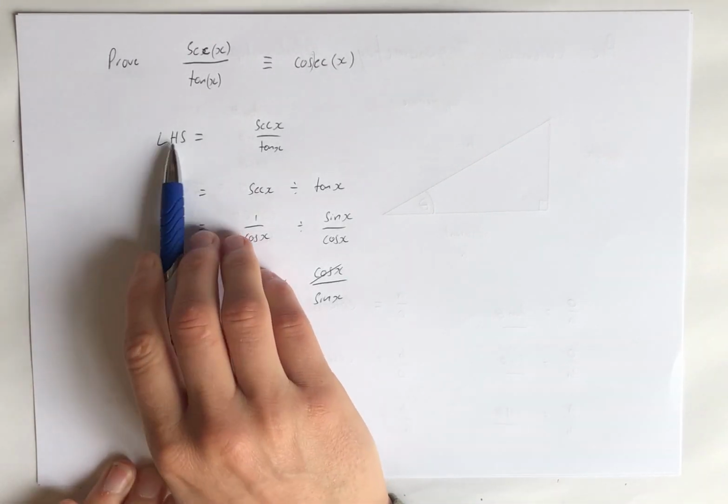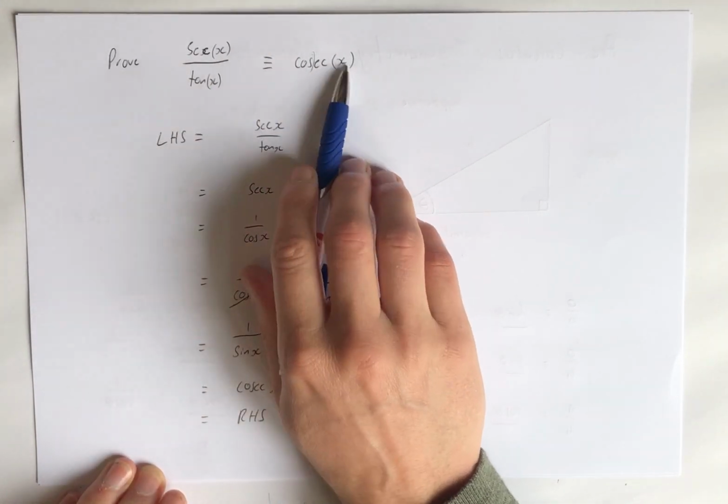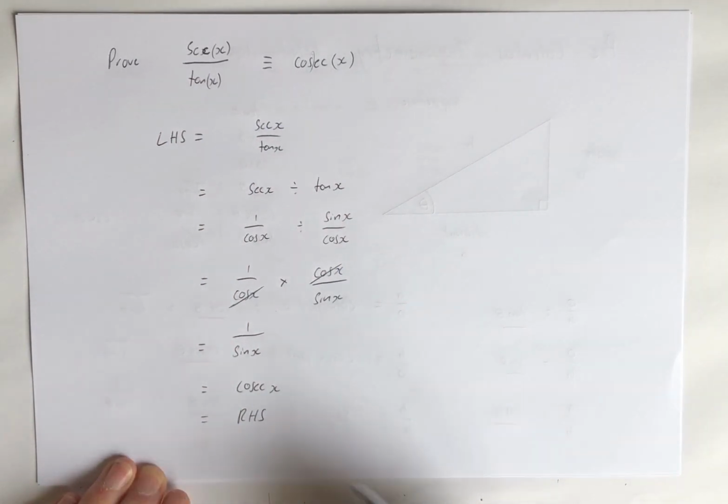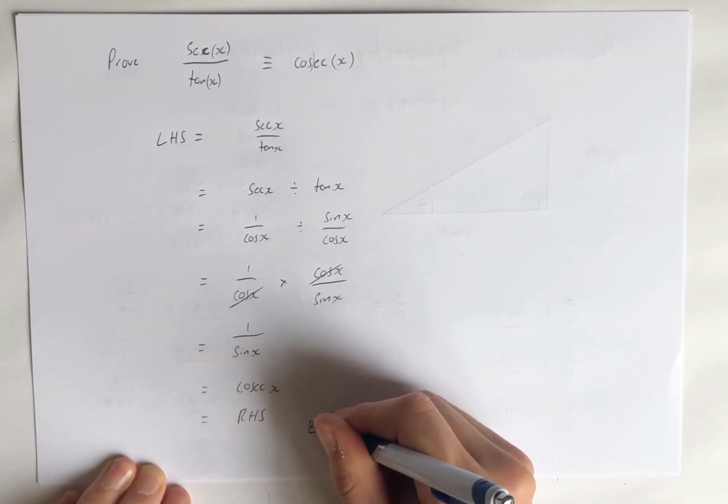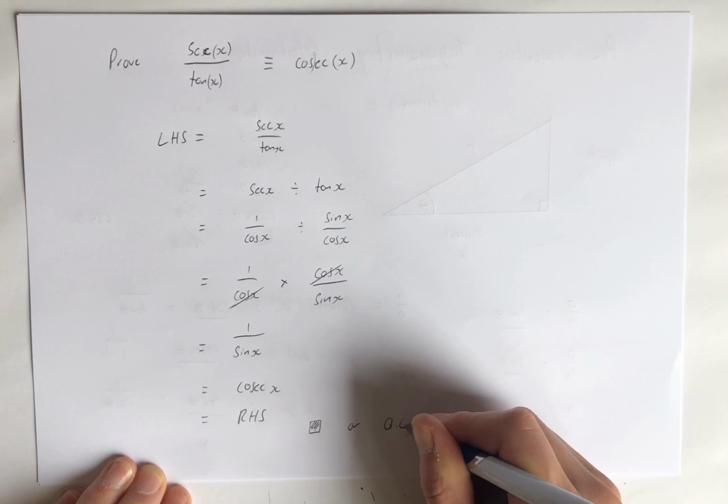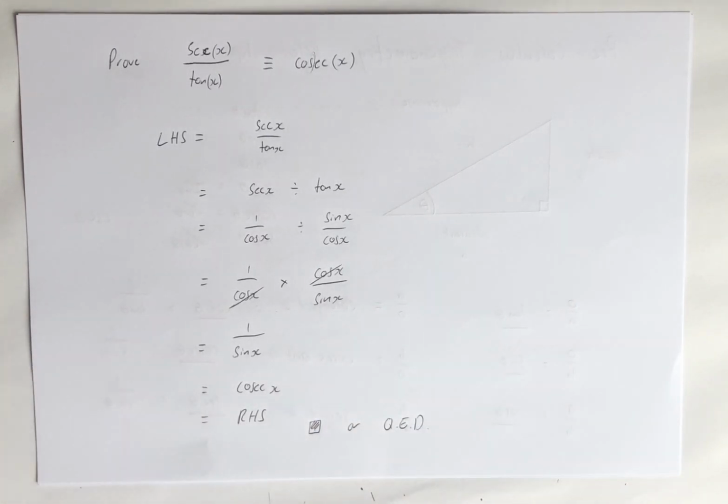Now you don't always have to start from the left hand side. Sometimes it's easier to start here and go back. And then a little black box, or QED. Doesn't really matter, but don't do both. I might actually post some problems for you to try those trig proofs on.